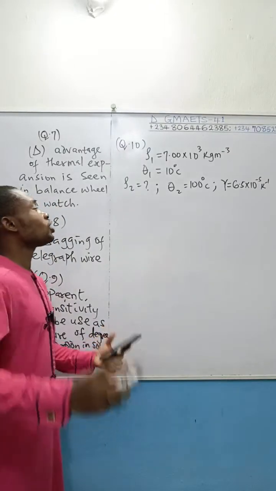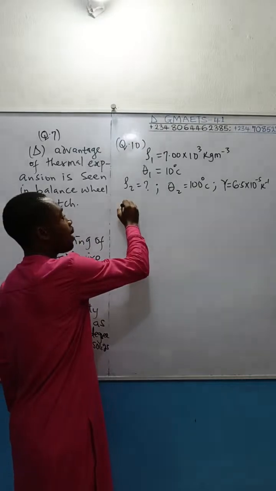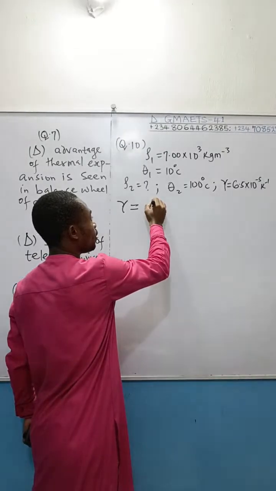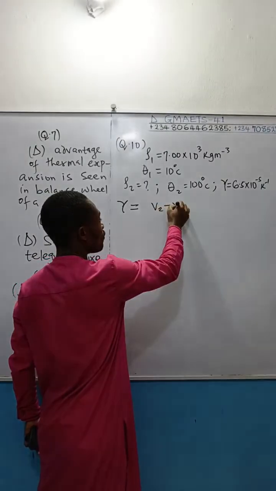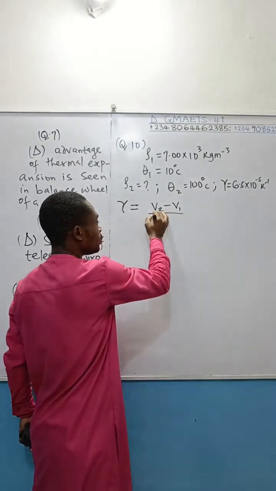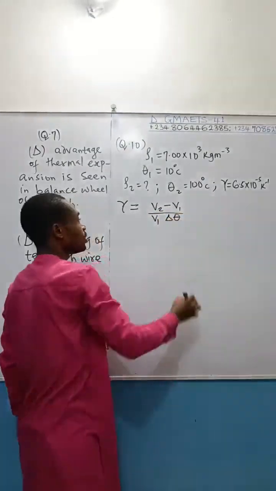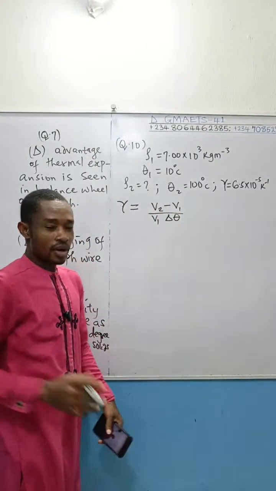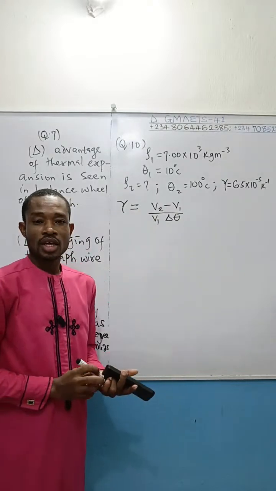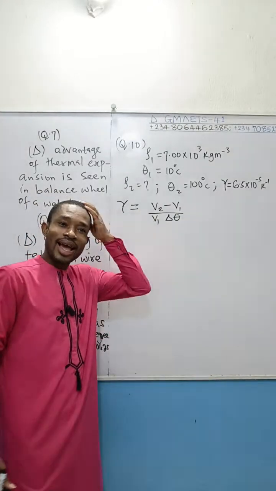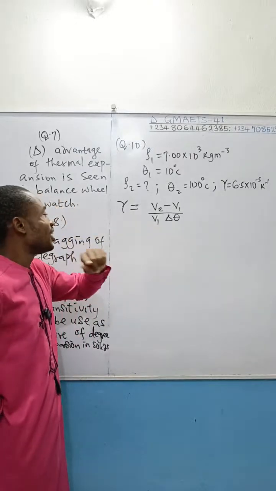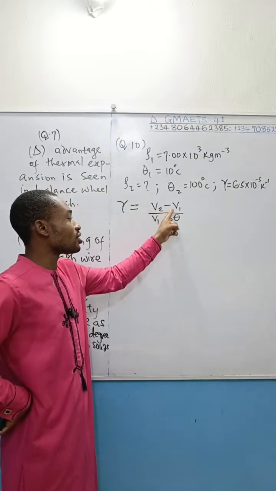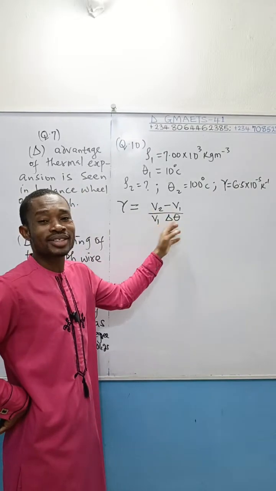Where are we? So this is what I want to do. I'm going to use the volume expansivity formula, which is V2 minus V1 all over V1 times change in temperature. What we are looking for is not here, but of course it is connected to V2. Can I just say, let me use cubic expansivity equal to density 2 minus density 1 divided by density 1 times change in temperature?